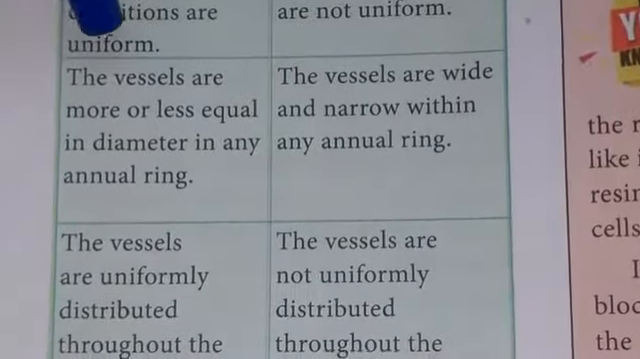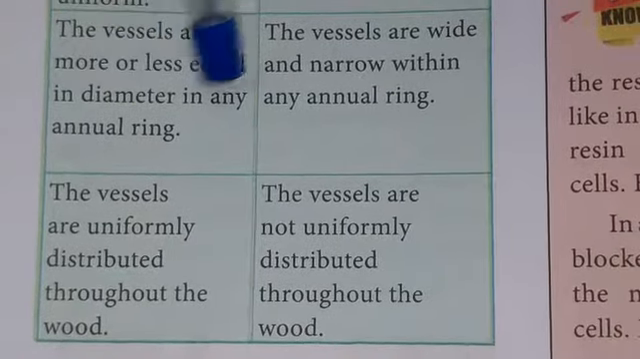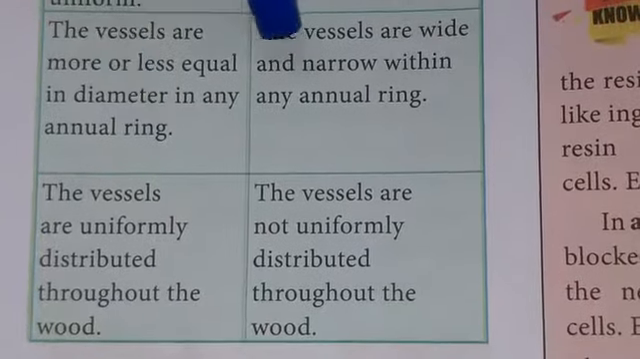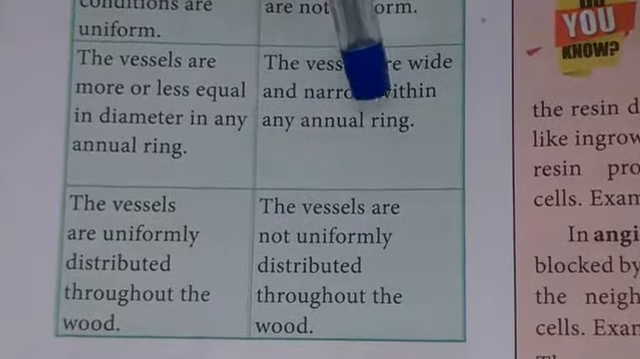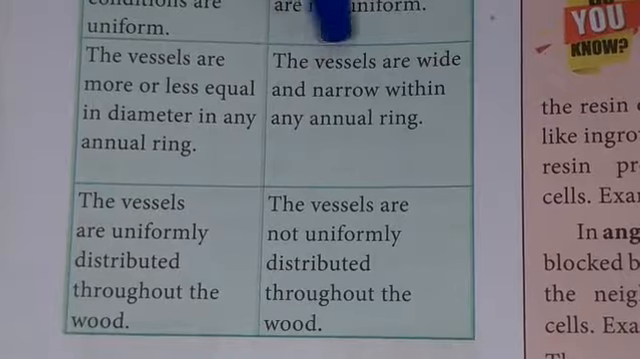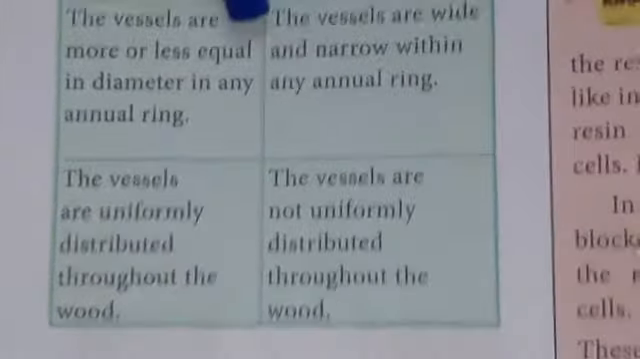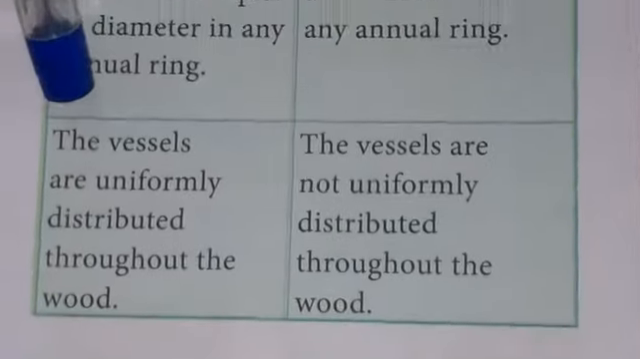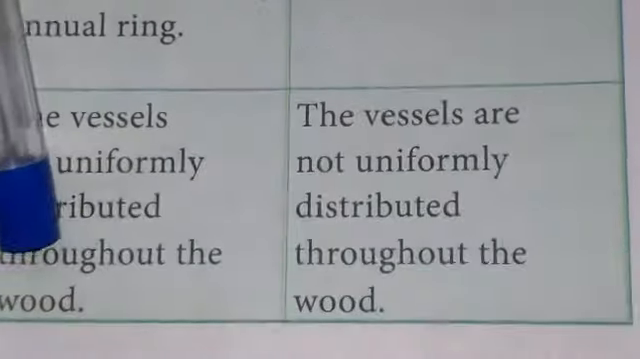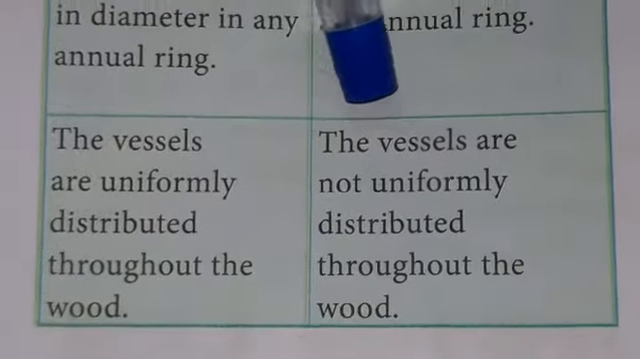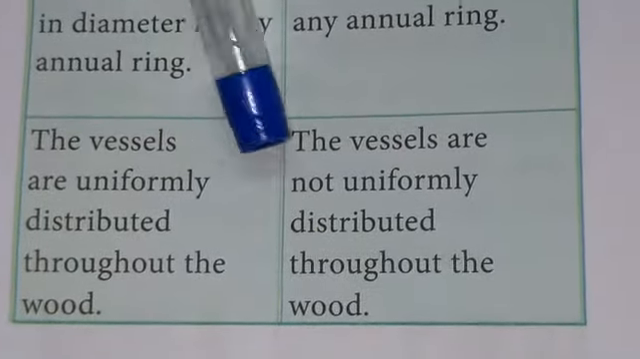In diffuse porous wood, the vessels are more or less equal in diameter in any annual rings. Whereas in ring porous wood, the vessels are wide and narrow within any annual rings. That is, the wider are spring wood and narrow are late wood. In diffuse porous wood, the vessels are uniformly distributed throughout the wood, whereas in ring porous wood, they are not uniformly distributed.